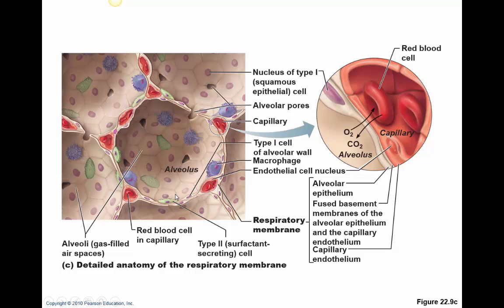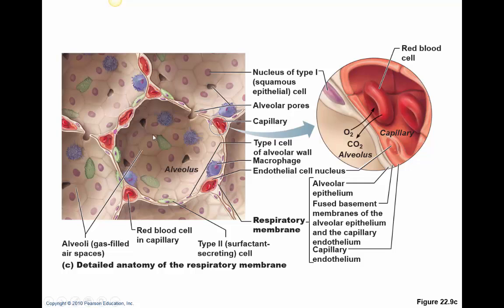But the surfactant that's released by these type 2 alveolar cells acts like a detergent, breaking that down and reducing that surface tension and keeping the alveoli expanded. So it's very important that we have surfactant production within our alveoli to keep these alveoli expanded and overcoming that surface tension, or that tendency of these alveoli to collapse due to water molecules lining their inside surface.